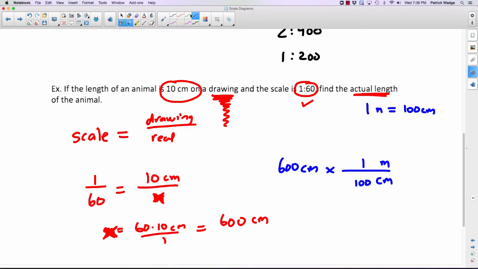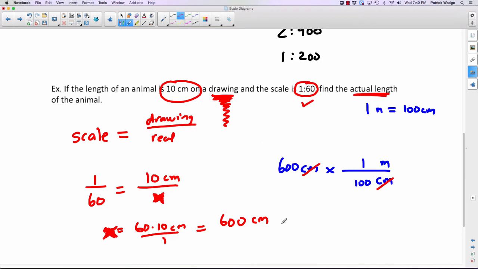How do we do it? Well, first of all, the centimeters are going to cancel. We've got 1 on the top, 1 on the bottom. Ninja slice those. So we're going to be left with meters. That's perfect, that's what we want. And when you go 600 times 1, you still have 600. Divided by 100, 600 divided by 100 is 6.